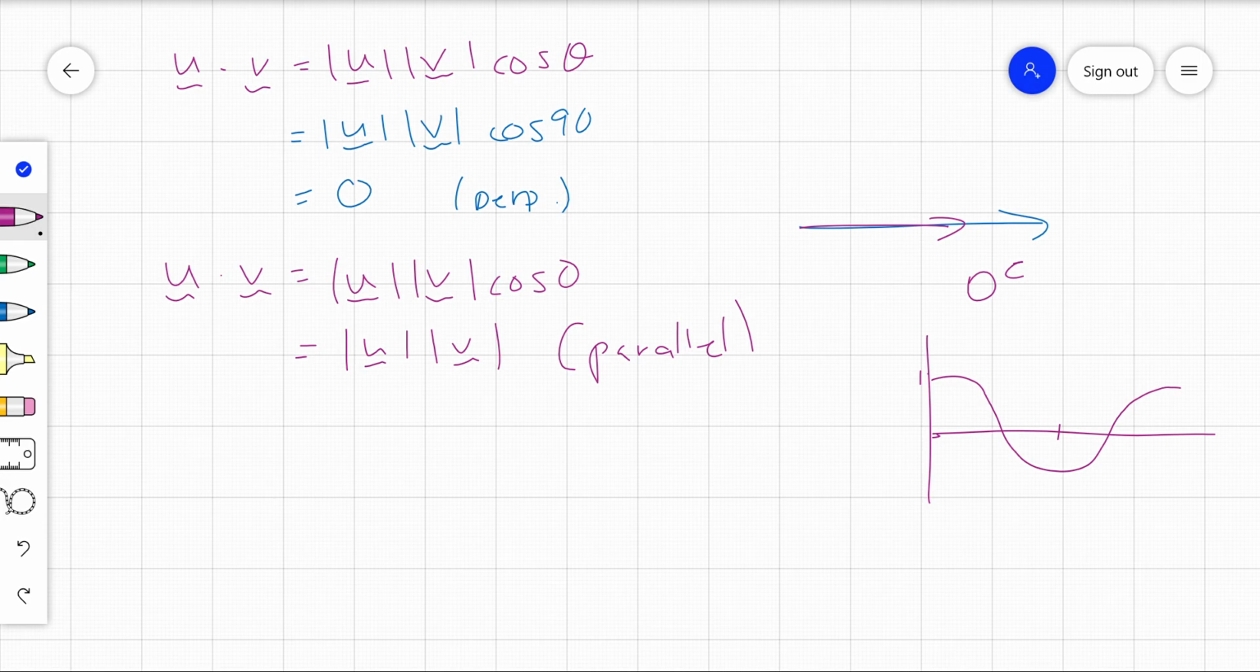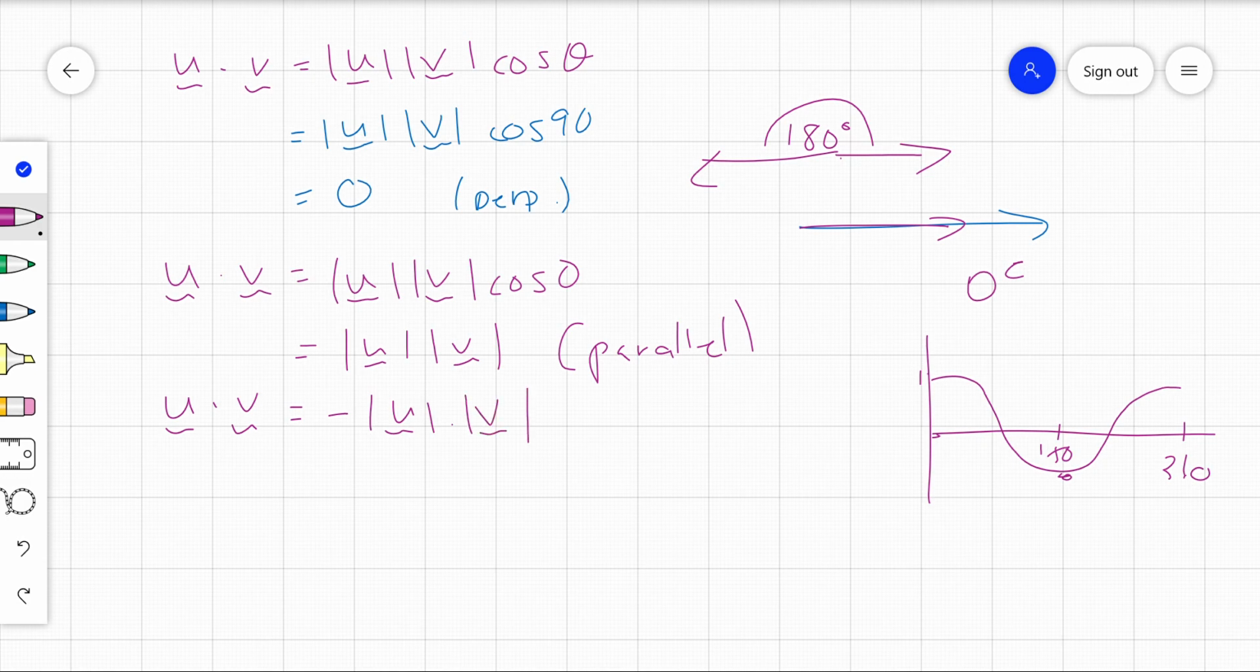Same thing, if they're parallel but going in opposite directions, we would say the angle between them is 180 degrees. Now, cos of 180 is -1 instead of 1. So in this case, u dot v equals the negative of the magnitudes multiplied. So that's also parallel. Whether it's positive or negative, it's going to be parallel.